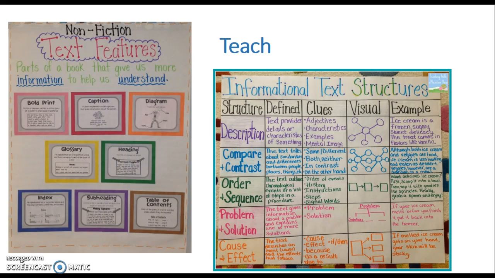One way in which informational text is organized is by using text features. Text features are parts of books that help the reader understand the information which they are reading. Sometimes text features will be words or phrases in bold print, pictures with captions that explain what's going on in the picture.